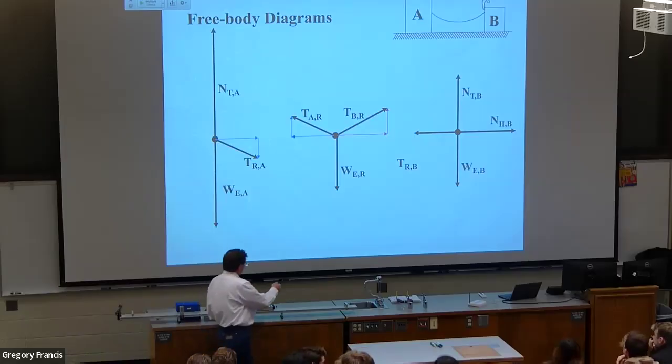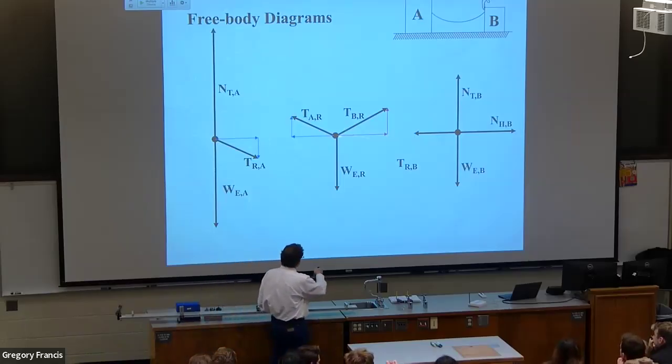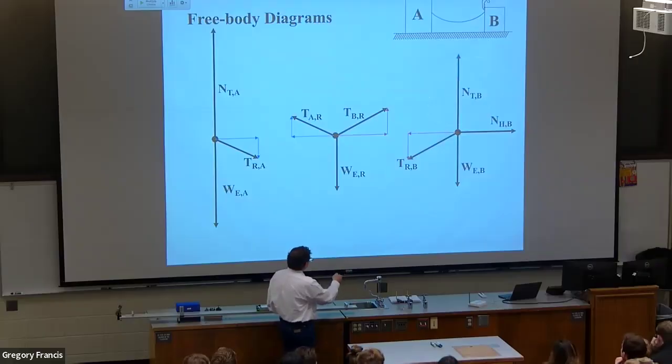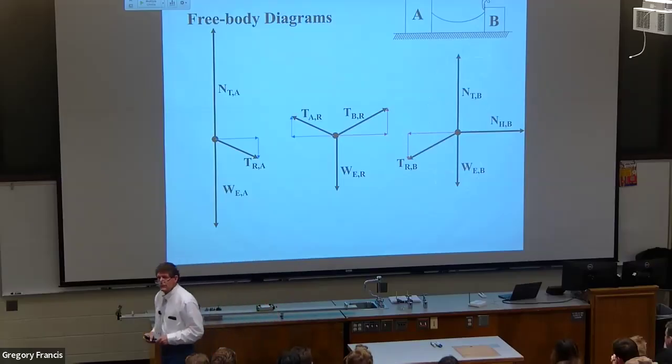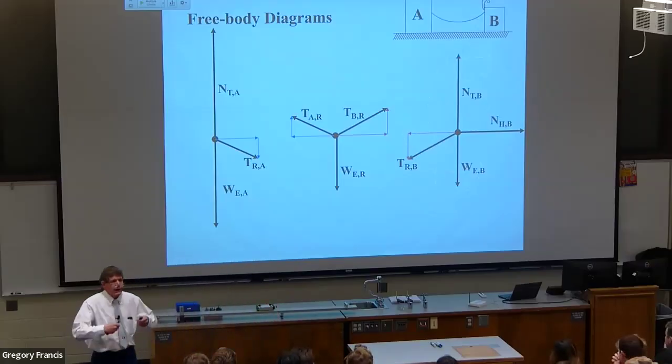Now, the same thing is true over here. If B is pulling up and to the right on the rope, then the rope is pulling down and to the left on B. And that means that this normal force has to be bigger than the weight. And we said that the hand had to be pushing bigger than that. Okay. Those are the correct free body diagrams. Those are the diagrams that I would hope that you would end up with after discussing with your group.